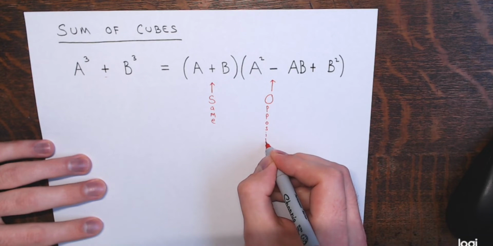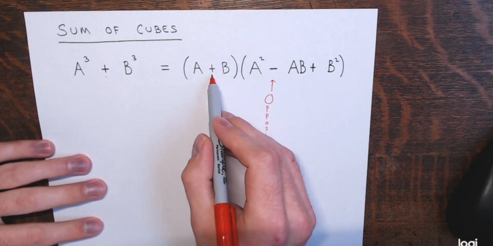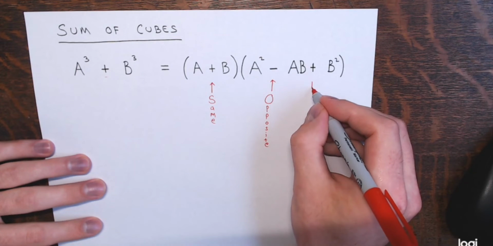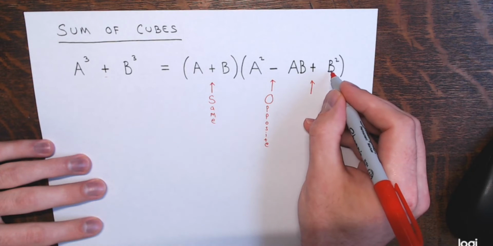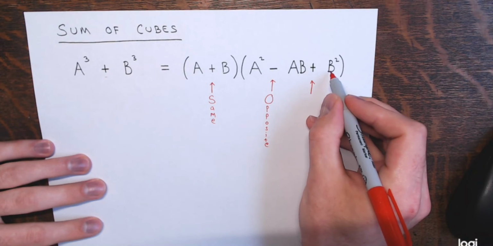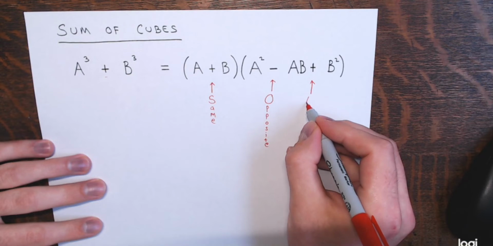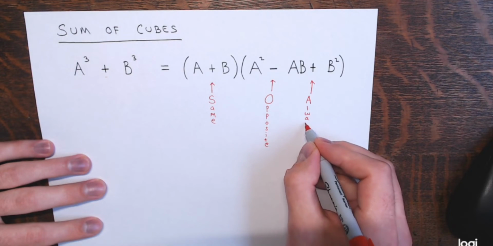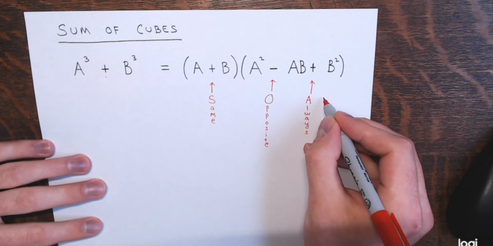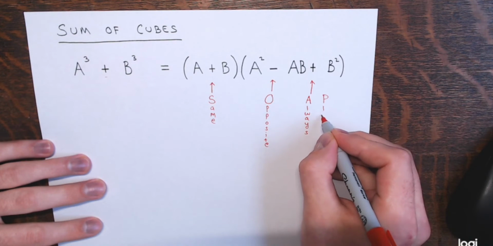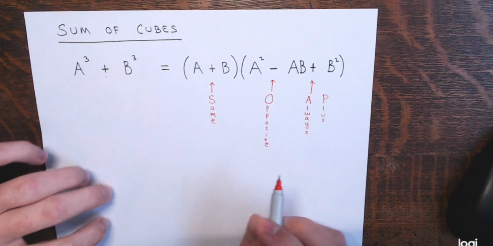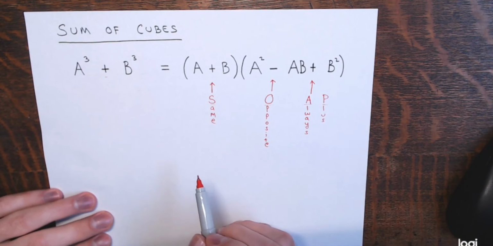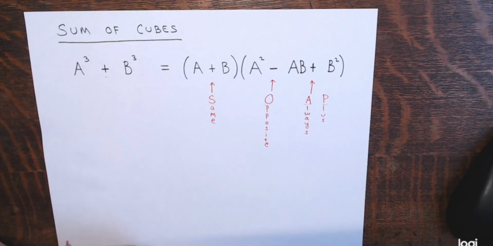Opposite. Right? Like I said, if there's a plus here, there's going to be a minus there. And then this last term, the third term in the trinomial factor, has to be a positive b squared. It has to be plus b squared. This is always plus. Always positive. So the acronym here is SOAP. You know, wash your hands with soap or whatever.